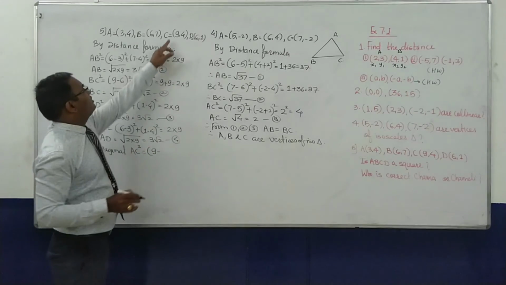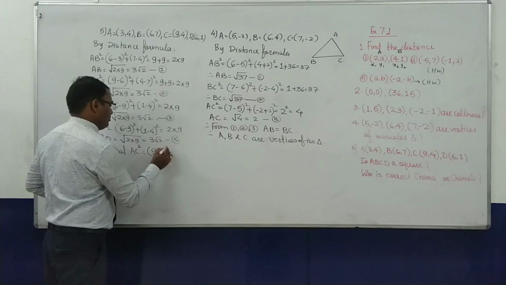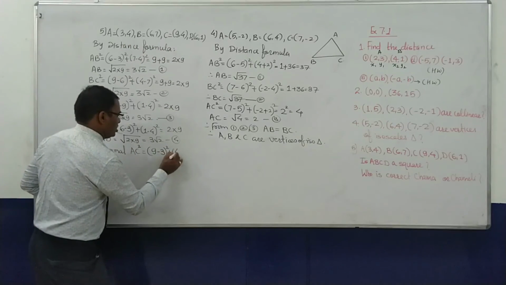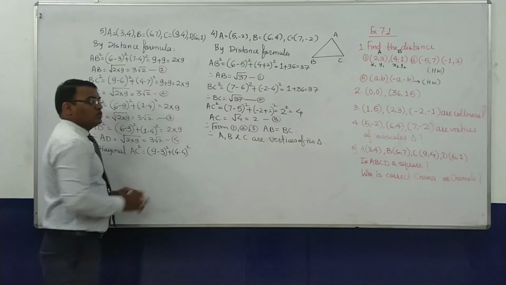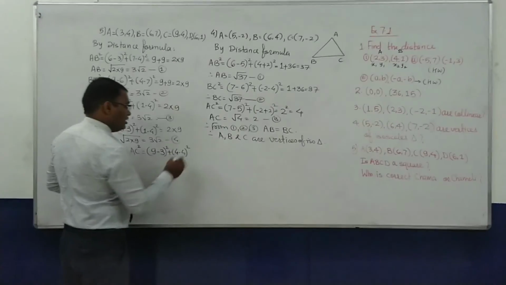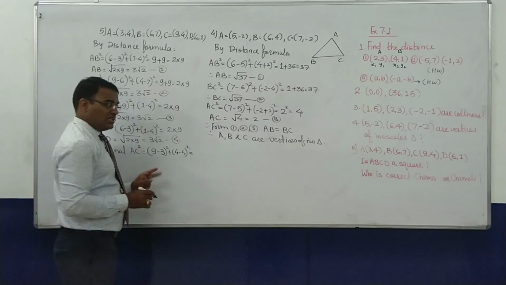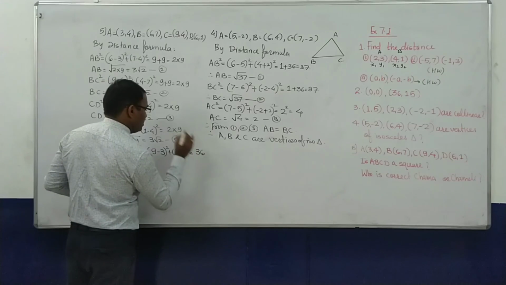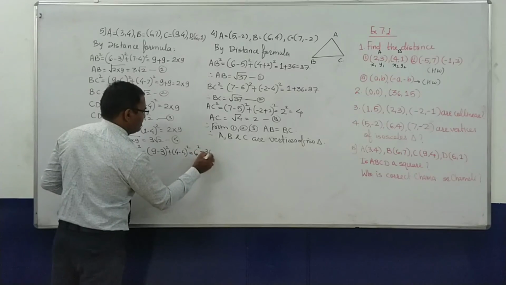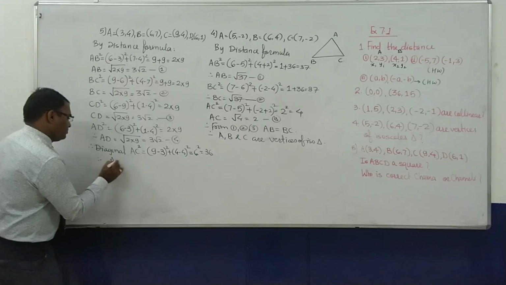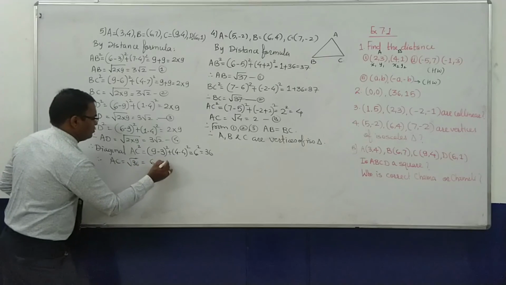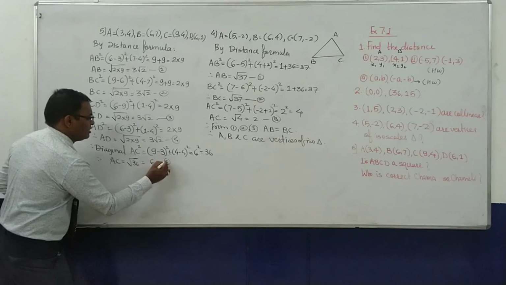That is AC square is 9 minus 3 square, and then 4 minus 4 square. 4 minus 4 is 0. So 0 square, nothing we have to add. 9 minus 3 is 6. Square of 6 is 36. Or if you want to write it like this, 6 square and then 36, it is up to you. So AC is equal to root 36. So here is root 1, that is equation number 5.